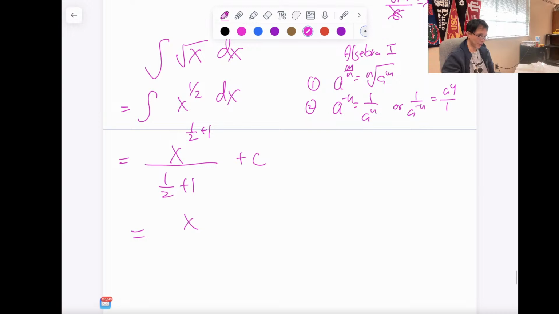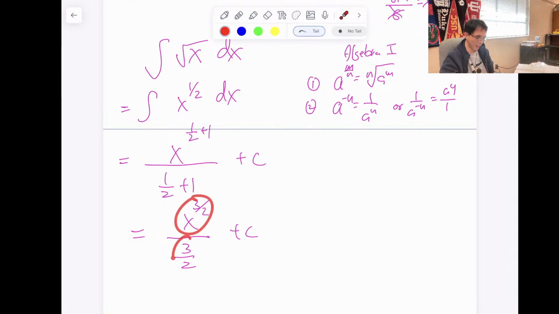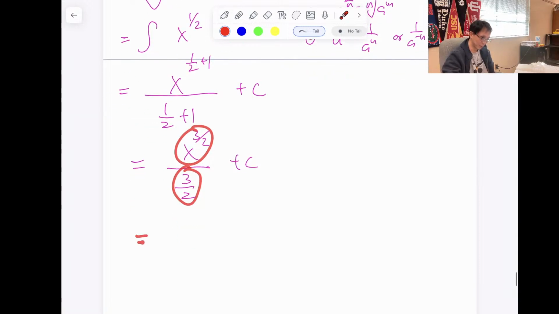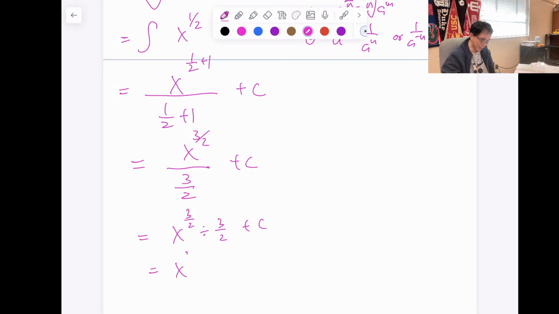So that's going to be x to the 3 over 2 over 3 over 2. Does that make sense? Now, please don't write that. This is a complex format. You understand this divided by this. Does that make sense? So be keep change flip. So that's equal to x to the 3 over 2 times, if you think about it, it's divided by 3 over 2 like this. And that's going to be x to the 3 over 2 times 2 over 3. So it'll be 2 over 3 x to the 3 over 2 plus c.